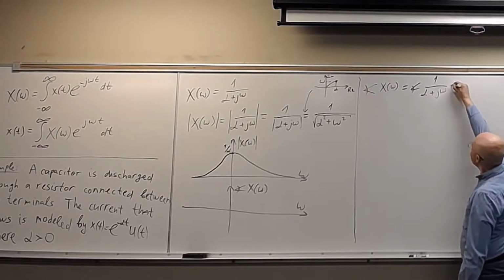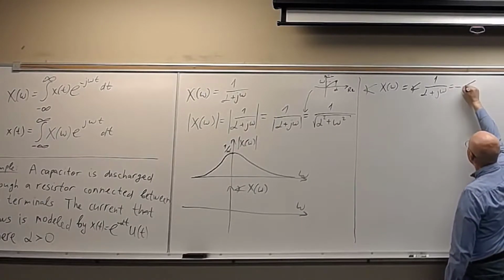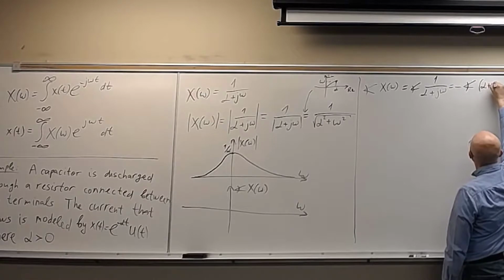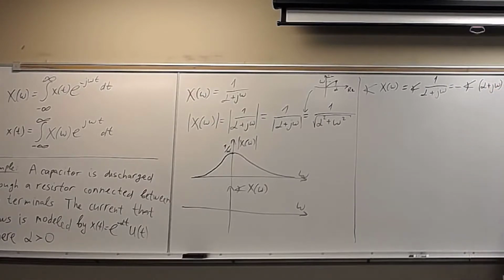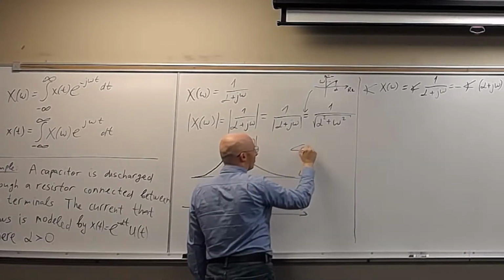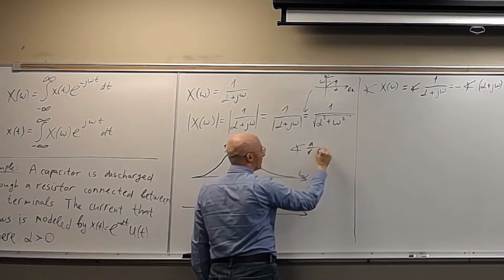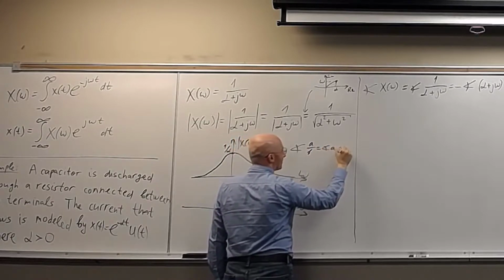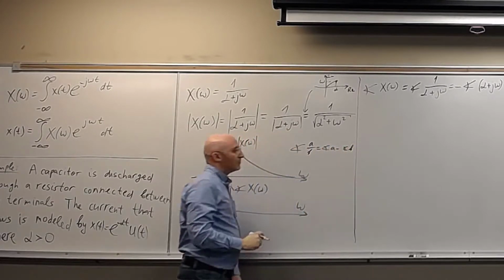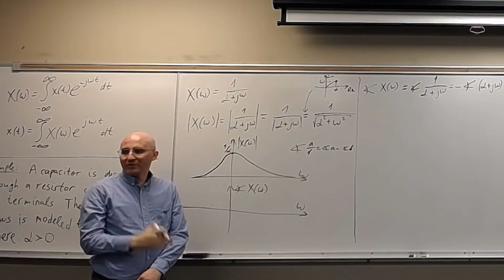Short reminder. This is minus the angle of the denominator. It's 1 over, because it's the angle of 0 minus the angle of the bottom part. Right? It's like the angle of A over B is the angle of A minus the angle of B, like in polar coordinates, remember.